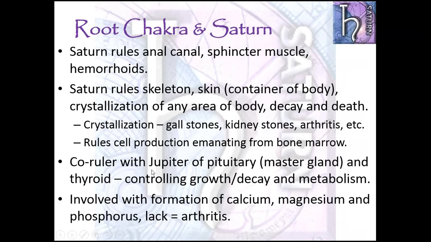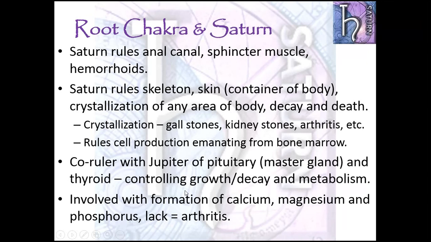With Jupiter, Saturn is co-ruler of the pituitary or master gland and the thyroid. Now, the pituitary gland rules growth and decay. Jupiter is the growth part of the pituitary gland. Saturn is the decay part of the pituitary gland. In puberty, if you have excess pituitary secretions, you're going to be overly tall. If you have a deficiency of secretion from the pituitary gland, you'll be short. Thyroid rules metabolism. Hyperthyroidism, Jupiter. Hypothyroidism, Saturn.